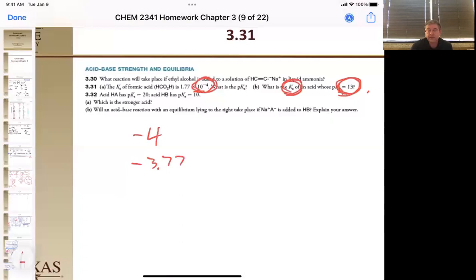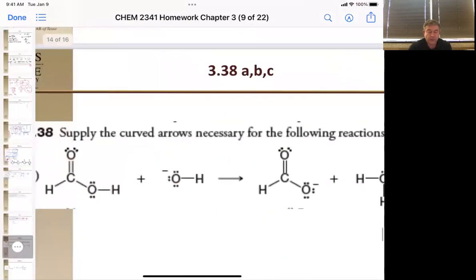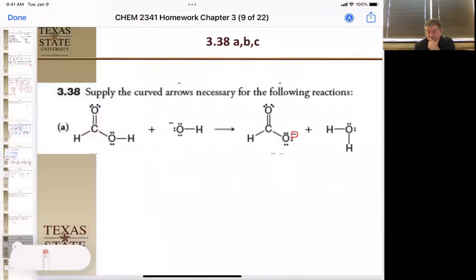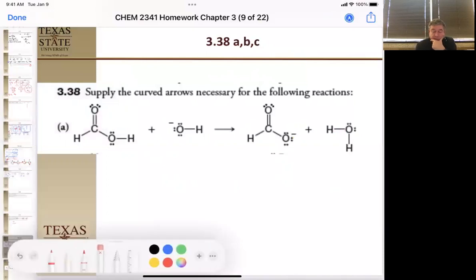Okay, so 32. Oh, we're not doing 30. Okay, so these are 38, A, B, and C. We're going to start with this. Supply the curved arrows necessary for the following reaction. Okay, we definitely want to see where everything's going. So let's see. What actually happened in the reaction? Well, these electrons stayed behind and we made a new bond. So that's what has to happen. So let's move the electrons to make this happen.